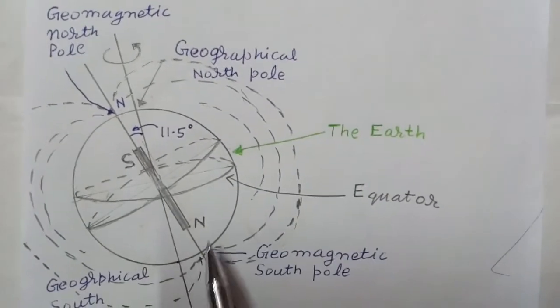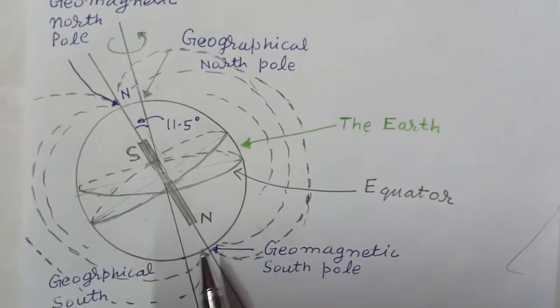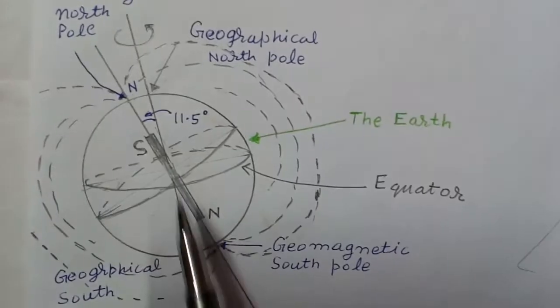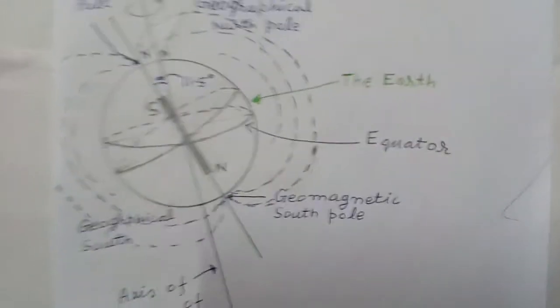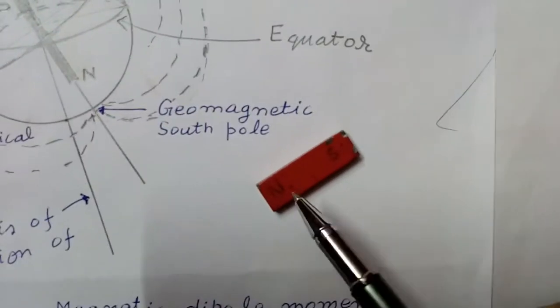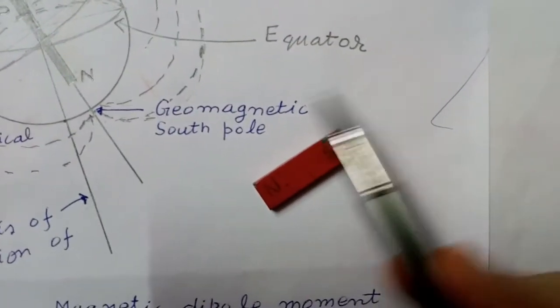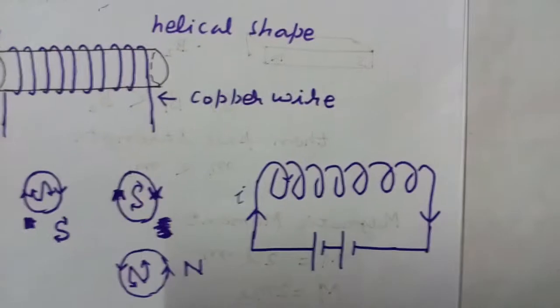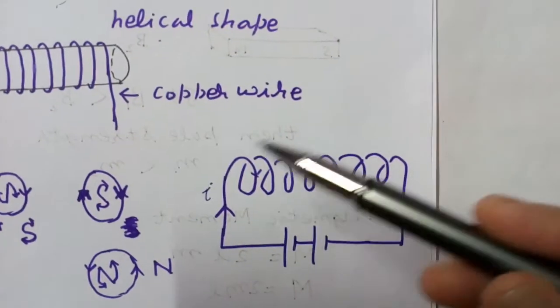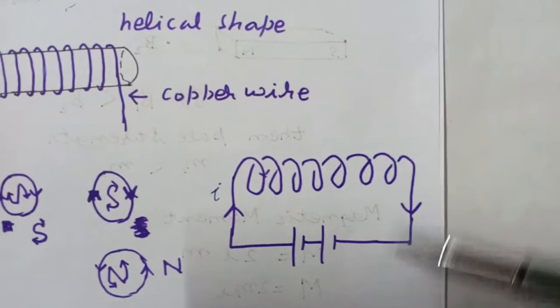We know that around the earth there is a magnetic field, and this is due to the earth. A small bar magnet also produces a magnetic field around it. A current carrying solenoid also produces a magnetic field.